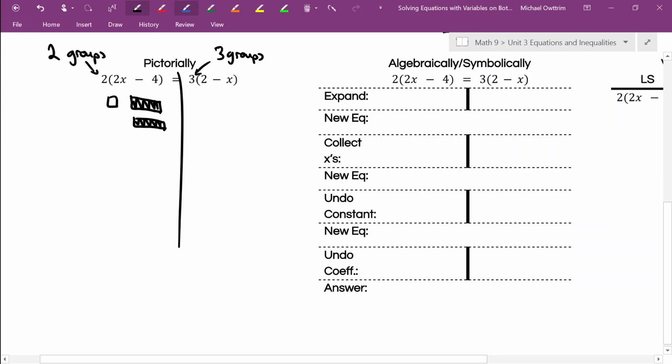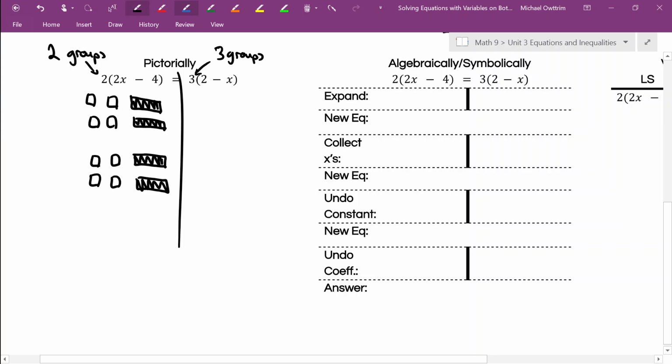And 4 negative constants. Now that's one group of 2x minus 4, but we need 2 groups. So let's draw ourselves a second group of 2 positive x's and 4 negative constants. So that's our 2 groups, group 1, group 2, of our 2 x's and 4 negative tiles.